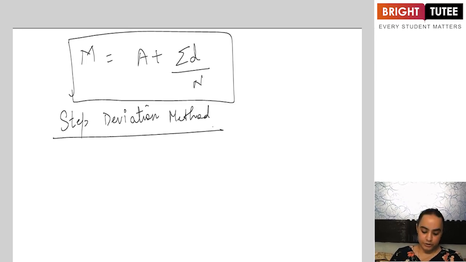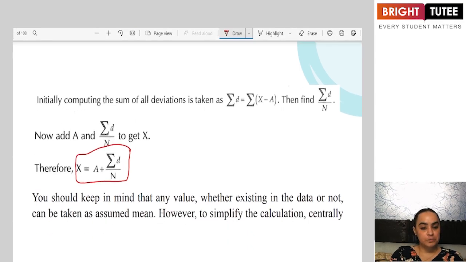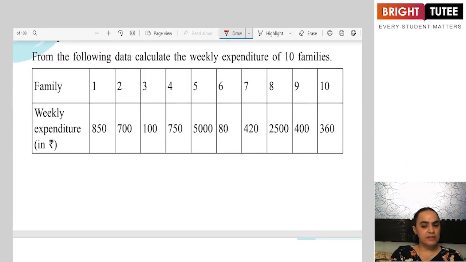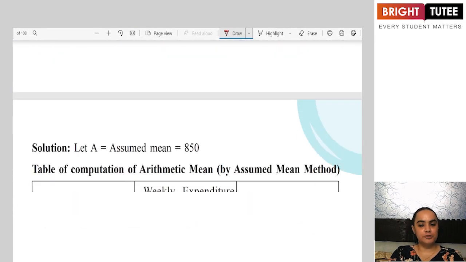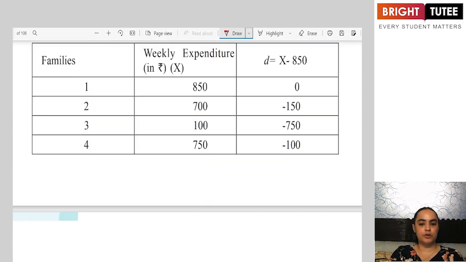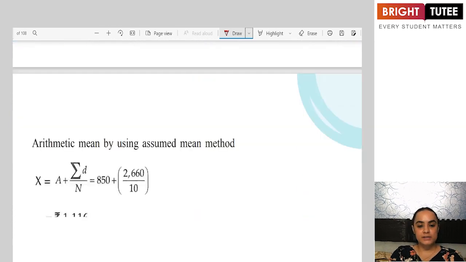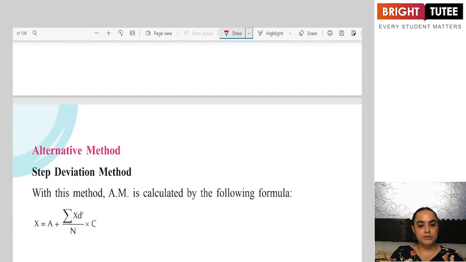How do we calculate it using the step deviation method now? This is an example which is given of assumed mean. We've already learned how to calculate, so I'm sure you'd be able to do that. So let us move on to the step deviation method.